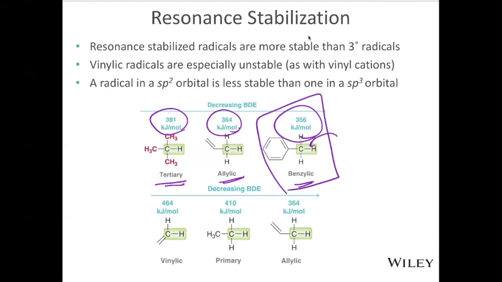Notice that vinylic is very high energy, so that is a very strong bond, and that means that radical would not be stable. Same with a primary. That bond is very strong, and so the radical is not very stable.